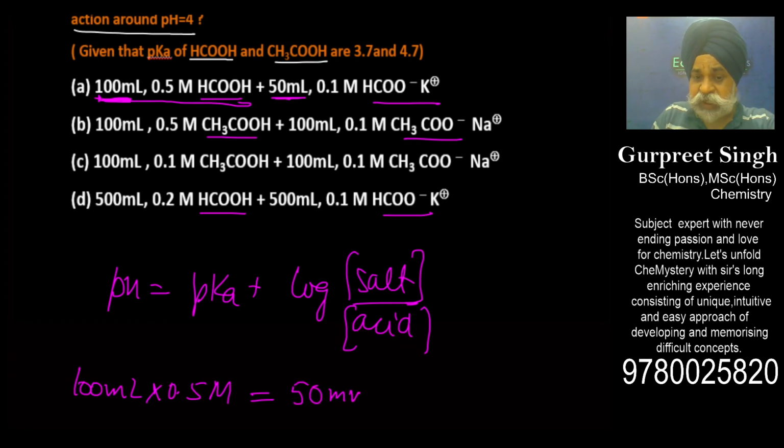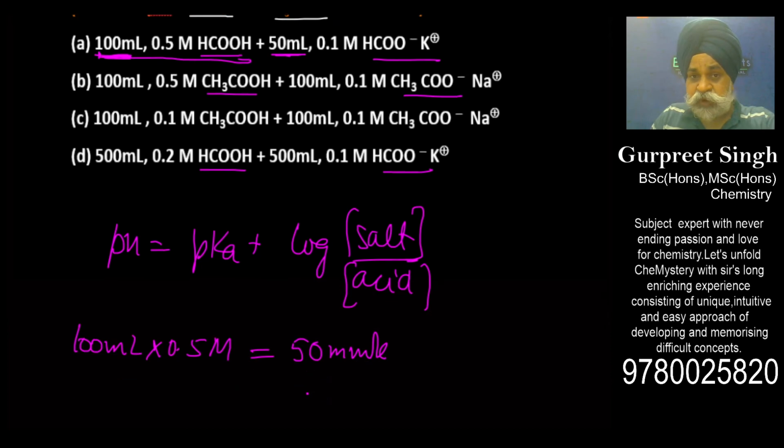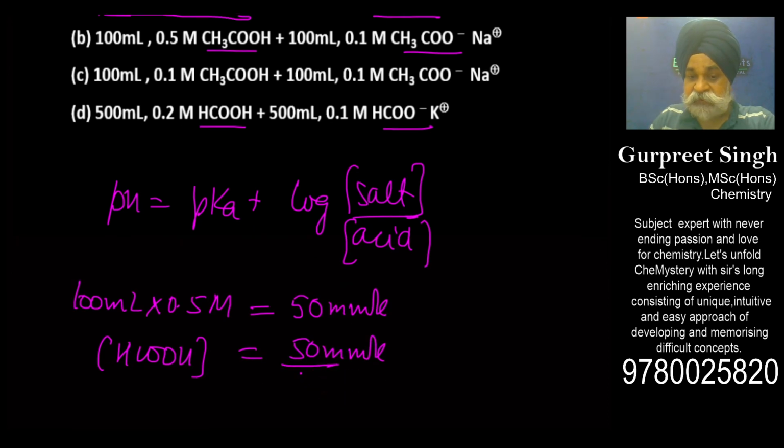I added 50 millimoles of formic acid to 50 ml of potassium formate. So that means the total solution, if I have to write the concentration of formic acid which I got in the solution, would be 50 millimoles upon 150 ml. So milli got cancelled, so you get 50 upon 150 moles per liter.